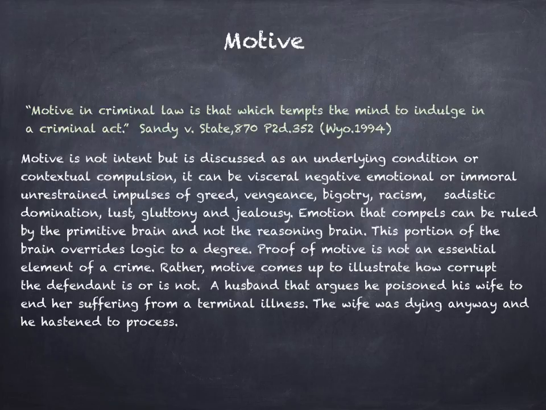Proof of motive is not an essential element of a crime. Rather, motive comes up to illustrate how corrupt the defendant is or is not. In other words, in the art of arguing a case, or even when you're reading a case, they will use emotion to argue. But law is based on logic and weighing fairness and meting out justice. We're going to look at all kinds of elements, but if you look in the horn books, you will see that motive is not required. It's something discussed, though, and you need to distinguish it from intent.